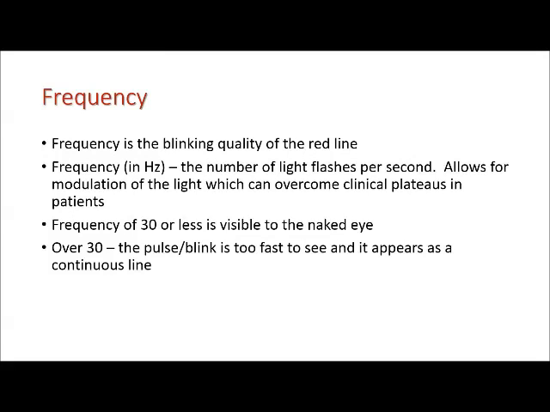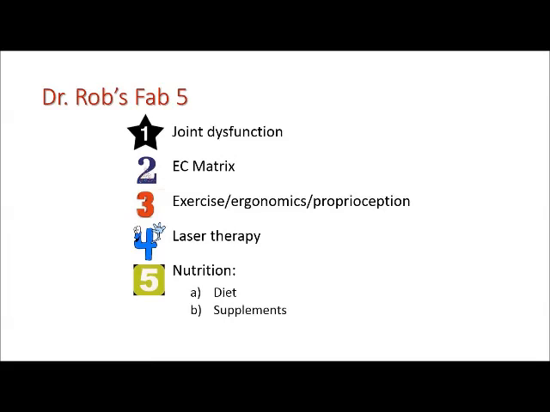The frequency: people talk about the beeping of light. It essentially is the beeping of the red light. It's a number of flashes per second. It is the modulation of light that will enable people to overcome clinical plateaus. FYI, a frequency of 30 or less is visible to the naked eye. Over 30, the pulse is too fast to see, and it appears as continuous. So when you put it on your hand, you'll see one beeping and one looking straight. That straight one has a frequency of over 30.